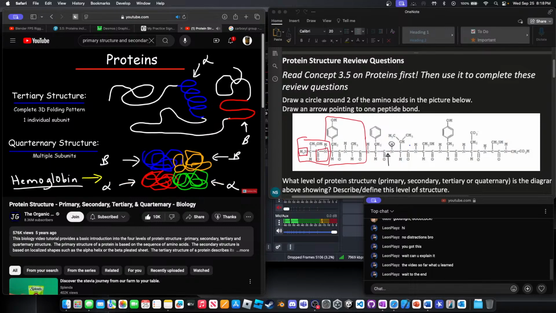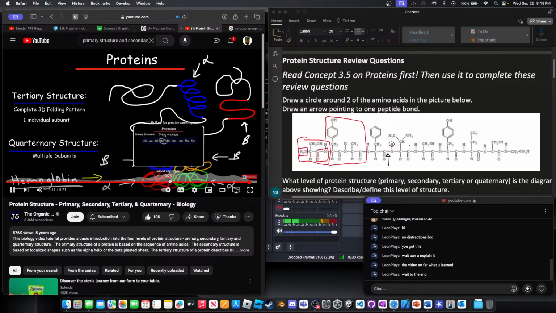It has 4 individual subunits: 2 alpha subunits and 2 beta subunits. So hemoglobin is a protein with a quaternary structure. And so that's basically it for this video.